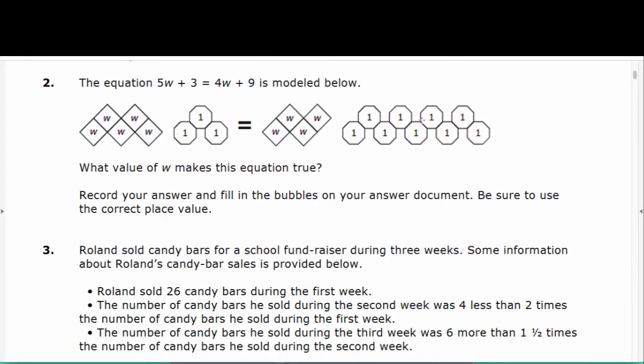Question 2. The equation 5W plus 3 equals 4W plus 9 is modeled below. If you have any questions about the modeling, please raise your hand. What value of W makes this equation true? Record your answer and fill in the bubbles on your answer document. Be sure to use the correct place value.